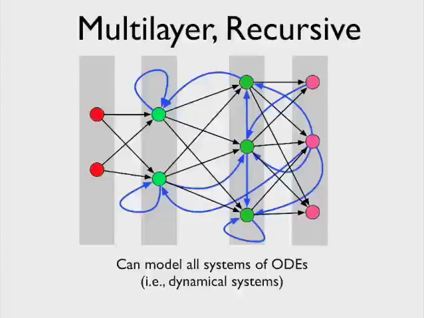Now, in the same way that a feed-forward network can approximate any function, a recursive network can approximate any set of any number of ODEs.